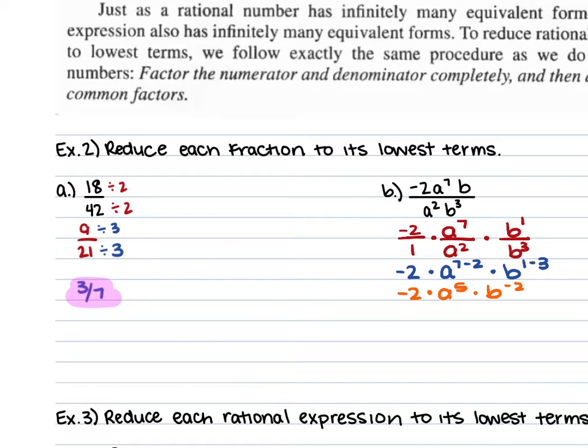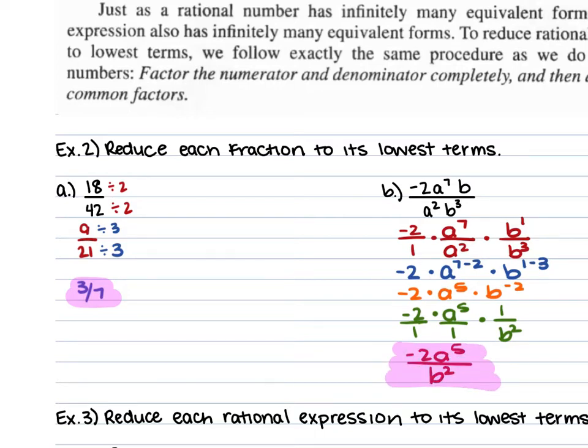Remember, we cannot have negative powers in our solutions, so we're going to take the reciprocal of that b to the negative 2nd power and have negative 2 times a to the 5th power over 1 times 1 over b squared. So if I put all of this together as one fraction, I'm going to have negative 2a to the 5th power over b squared.